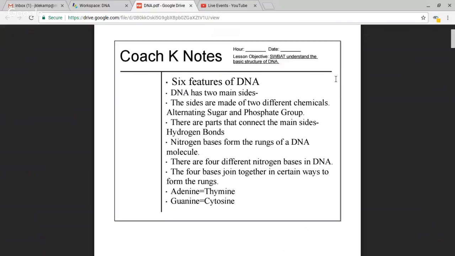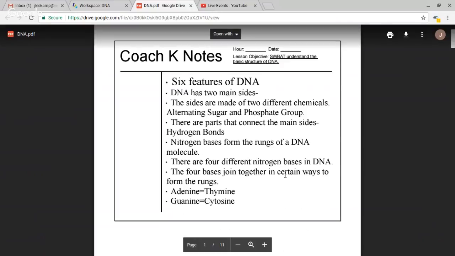if we refer to it as a ladder, the sides would be the sugar and phosphate groups. And they're held together by the hydrogen bonds like it says there on the page. And then the nitrogen bases that kind of fit together in the middle would be the ladder rungs that you would climb up. We have 4 of those nitrogen bases in DNA, and those 4 bases join together in certain ways to form the rungs.